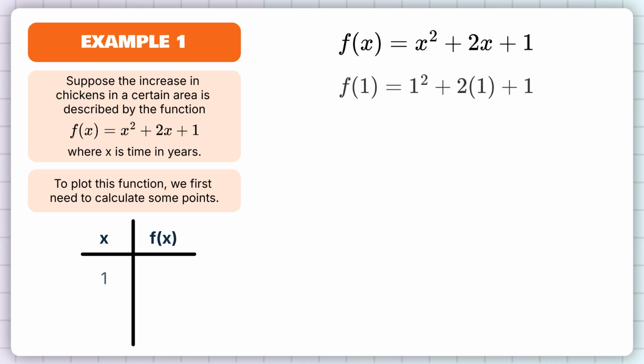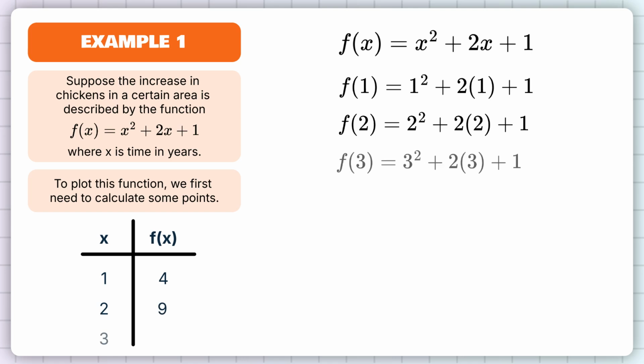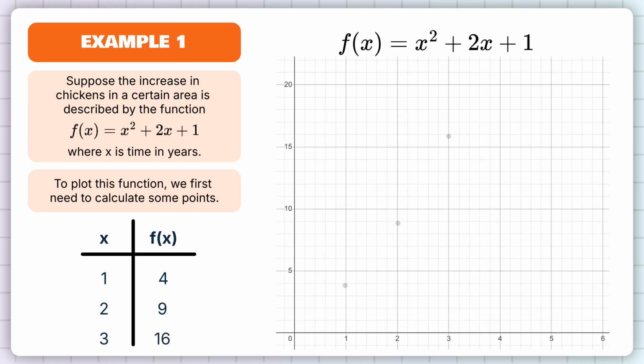For x equals 1, we get 1 squared plus 2 times 1 plus 1, which gives 4. For x equals 2, we get 2 squared plus 2 times 2 plus 1, which gives 9. For x equals 3, we have 3 squared plus 2 times 3 plus 1, so we get 16. So we can plot these points on a coordinate grid and draw a curve that fits them. This function tells us how many chickens there will be after x number of years.